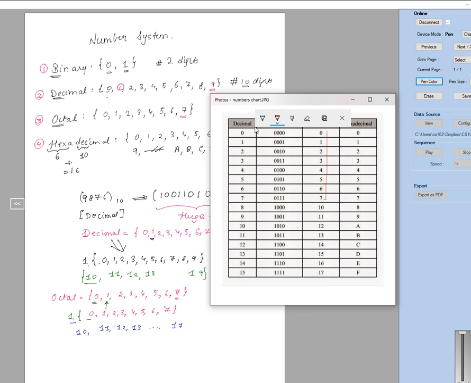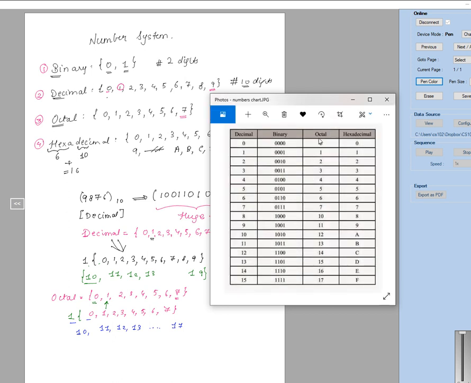And now we will see how we convert between decimal, binary, octal and hexadecimal. How do we convert from this form to this form? That is for the next lecture.